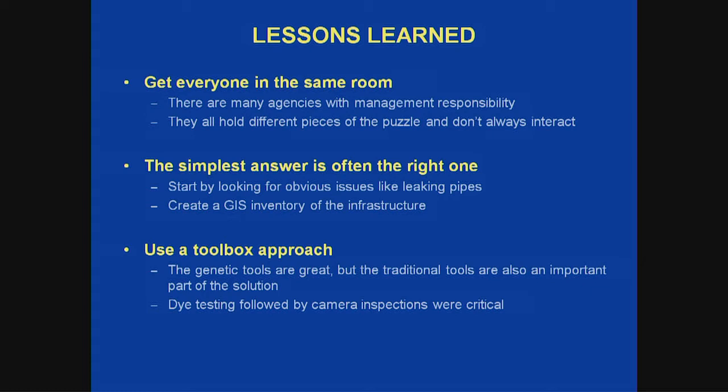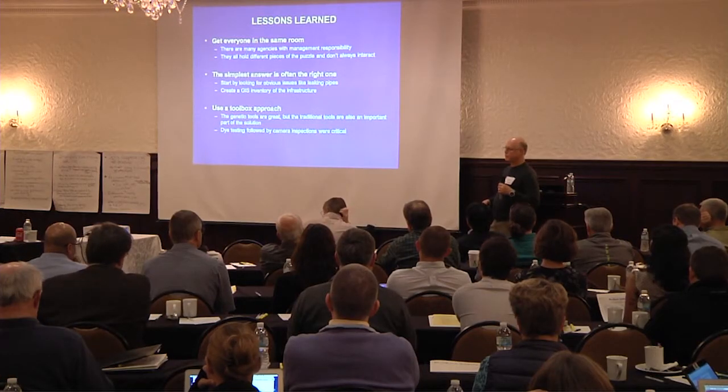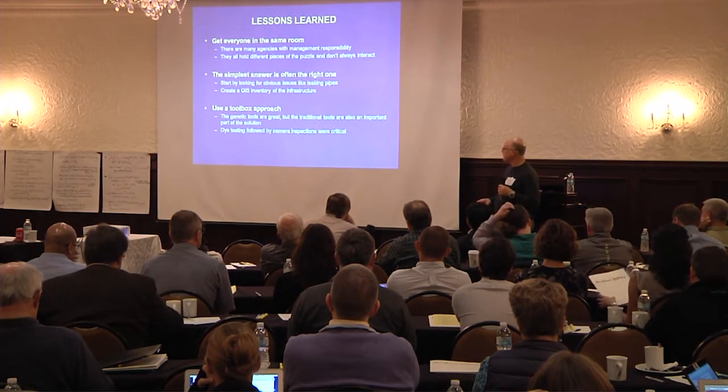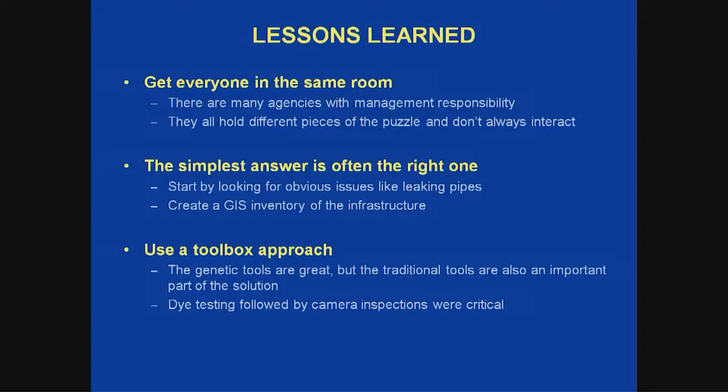And then use a toolbox approach. So these genetic tools are really powerful, but the traditional tools are also a really important part of the solution. And starting out looking at your indicator bacteria levels and concentrations and doing more fine-scale sampling turns out to be a lot cheaper initially than going out and spending all your money on genetic tools. There are folks that'll charge you $400 a sample to do these. They're more price gouging, but they're still not cheap, right?